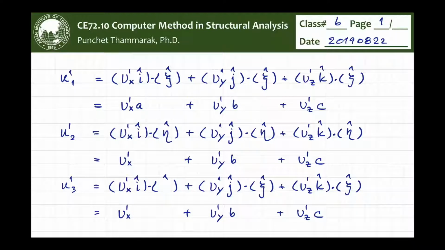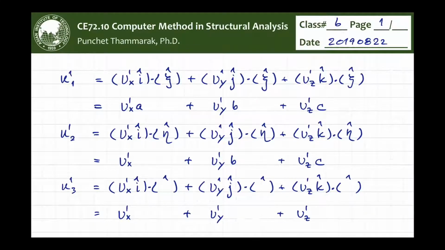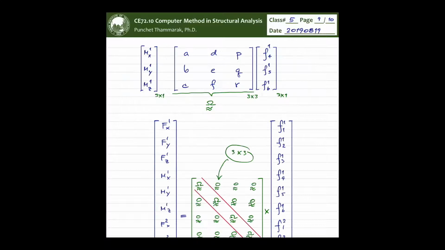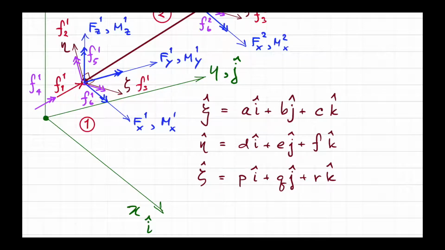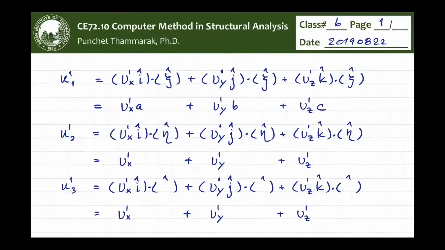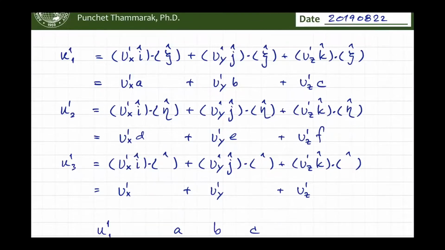And then what will you end up with when you have eta dot with I? Okay, let's look at the eta. Eta is DEF. So eta dot with I, you get the D. Eta dot with J, E and F, like so.